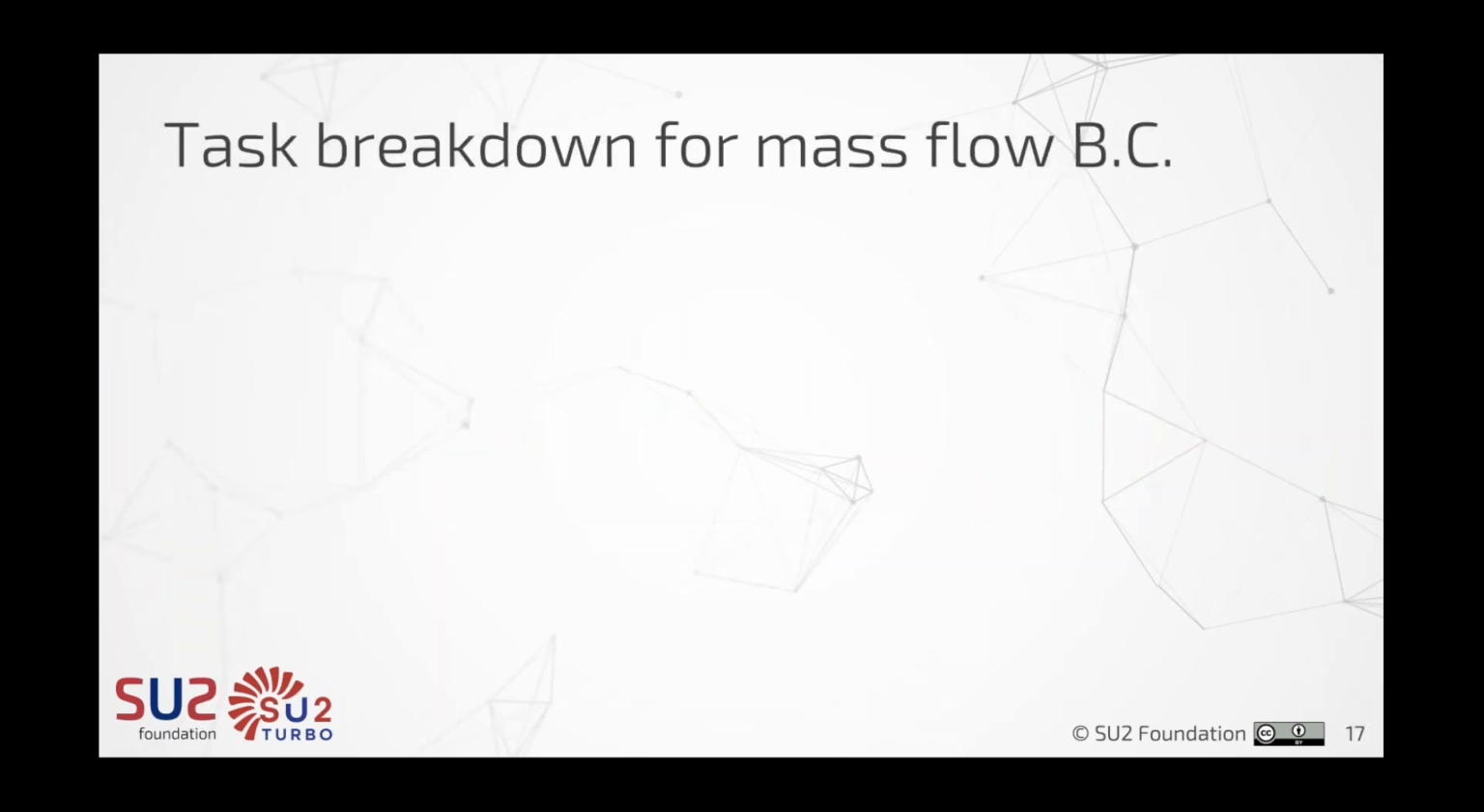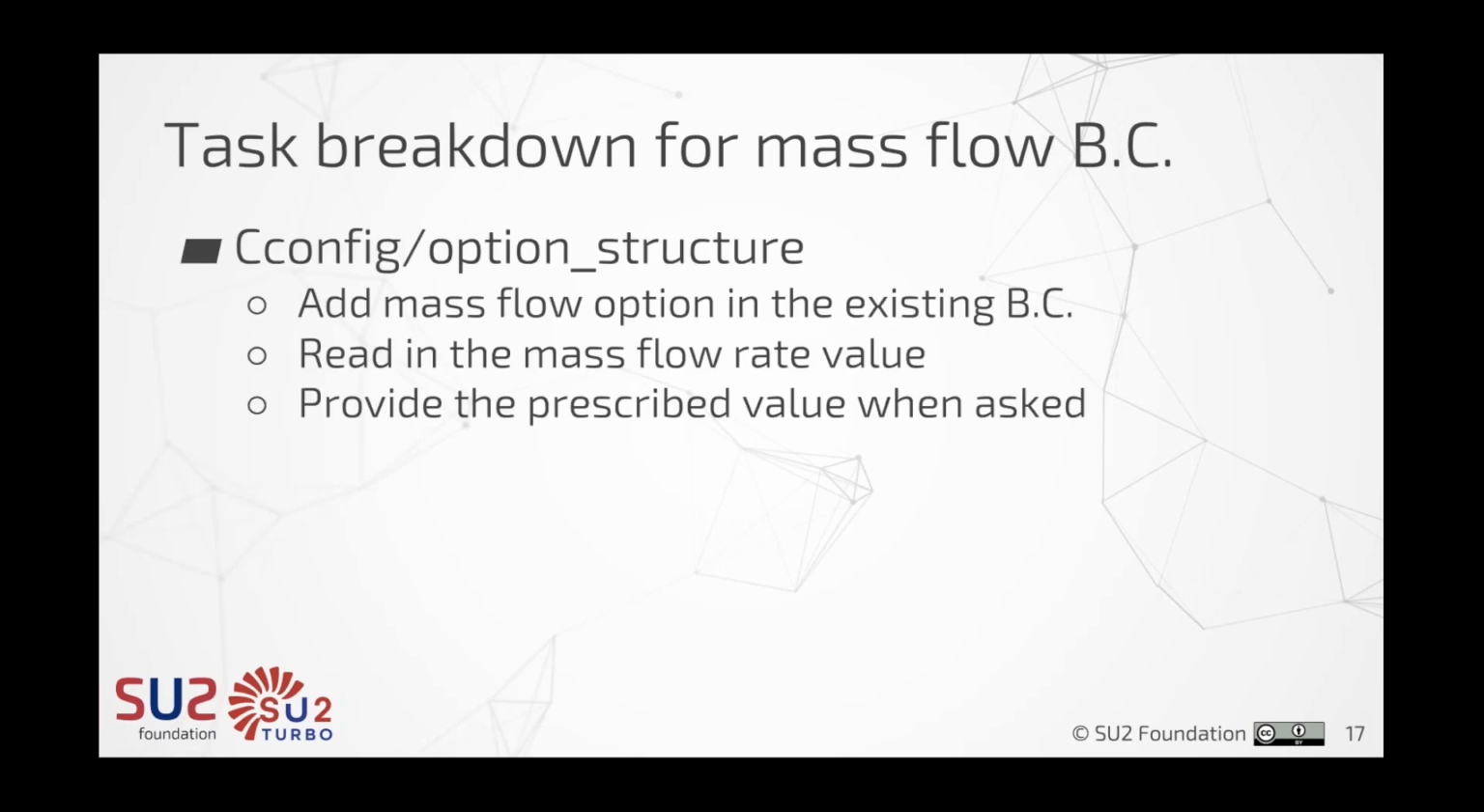Okay, so the task breakdown for our mass flow boundary condition is pretty simple. The first thing we need to do is add an option into the config file. This already exists in the existing boundary condition, so we don't really need to do anything new. We just need to append onto what already exists. So add it to the existing boundary condition, read in the mass flow rate from our config file, and then provide the prescribed value when requested in the code, which is what we'll add in later. So what we need to do is find a way to store our variable and then access it in the solver when we need to.